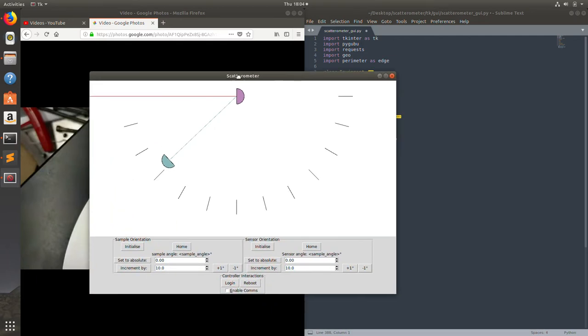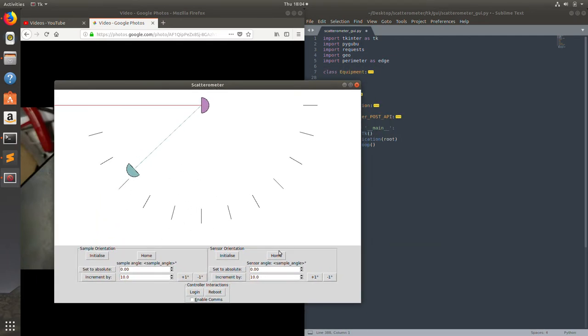I have attempted to fix a bug where when pressing the home button, this representation of the sensor arm goes to the wrong position. So at the moment, I think I fixed that, but I haven't been able to test it in the lab.